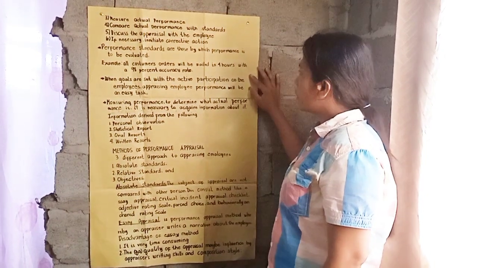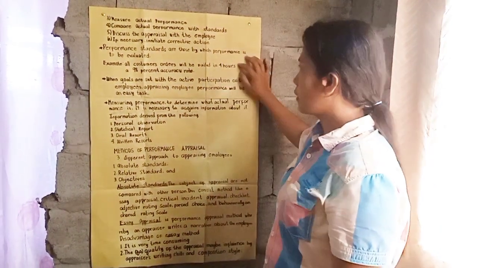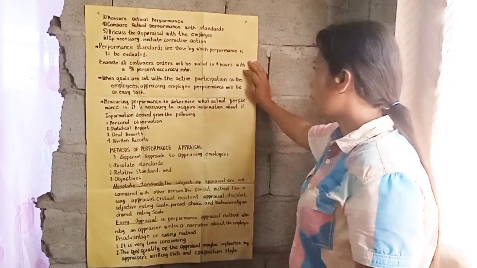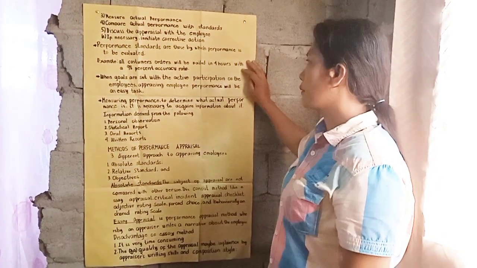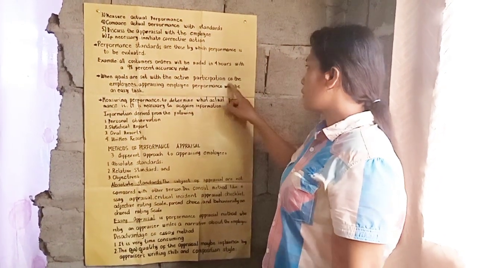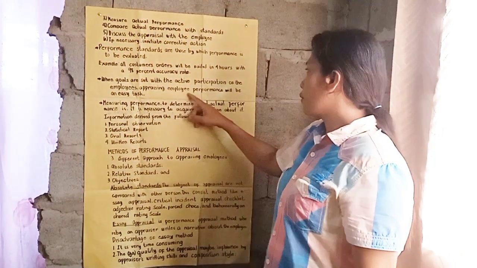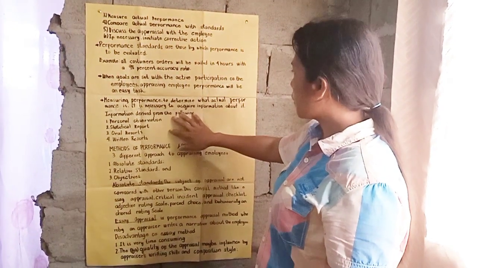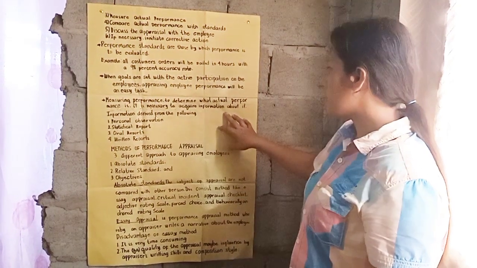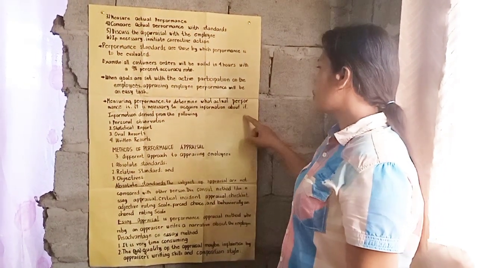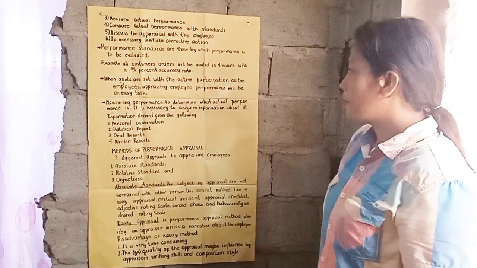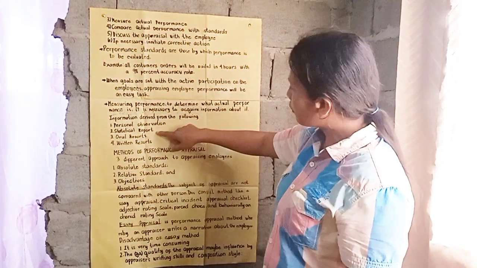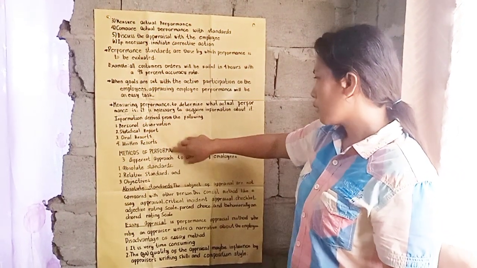Performance standards are those by which performance is to be evaluated. Example, all customers' orders will be filled in 4 hours with a 98% accuracy rate. When goals are set with the active participation of the employees, appraising employee performance will be an easy task. Measuring performance. To determine what actual performance is, it is necessary to acquire information about it. Information is derived from the following: personal observation, statistical reports, oral reports, and written reports.